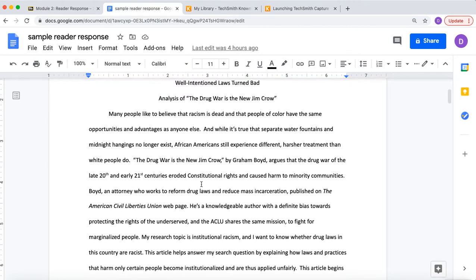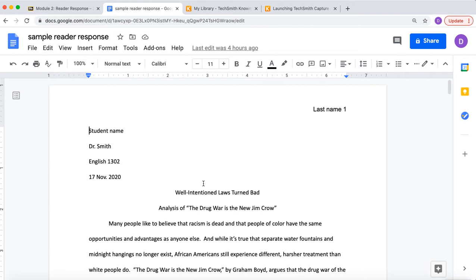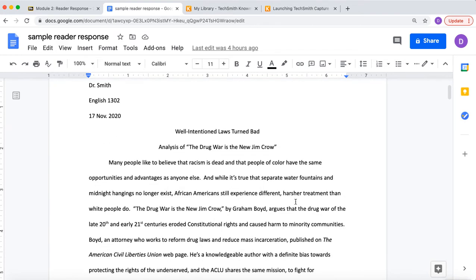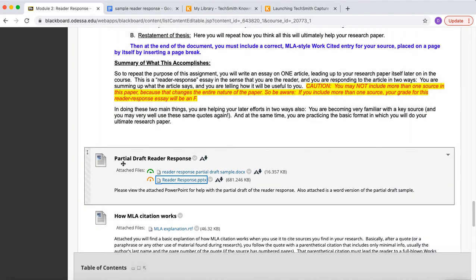So what you see in front of you is a full draft sample of the reader response essay. The reader response essay has 5 paragraphs: an introduction, 3 body paragraphs, and a conclusion. You've already seen the introduction and the first body paragraph when you looked at the PowerPoint for the partial draft reader response. Here's where you can find it in Module 2 if you want to look at it again.